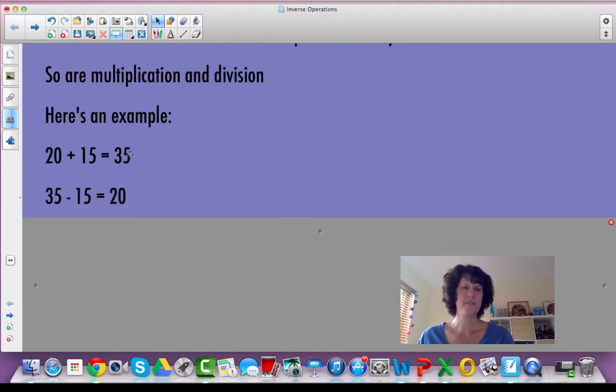Here's the opposite. Start with the same number, 35. Take away instead of add, and you get the number you started with. So these two number sentences demonstrate inverse operations.